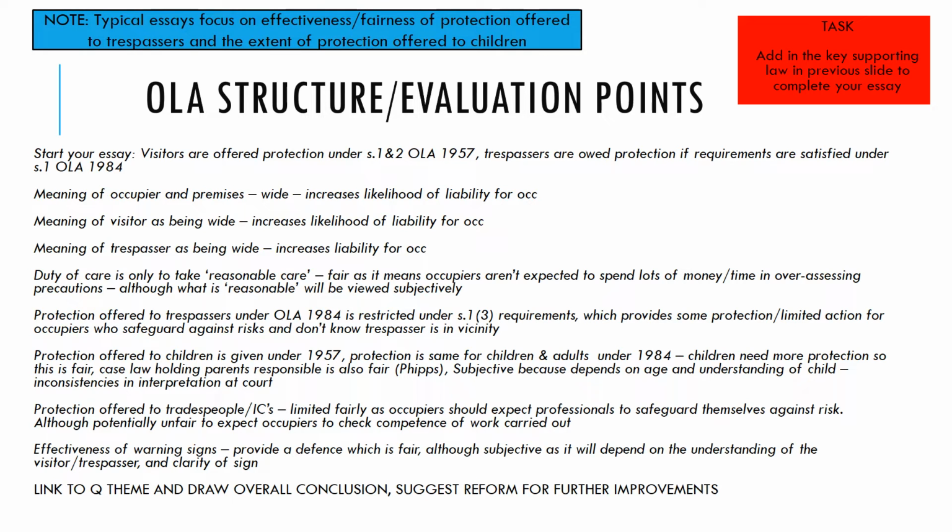The meaning of premises is wide. The fact that it could include a lake, I think, adds to that. The meaning of visitor is wide. You have many categories of people that can amount to being a visitor, and the meaning of a trespasser is wide. Anybody who exceeds the permission of an owner. Okay, so what does it mean in terms of evaluation if these meanings are wide? What it essentially does is increases the likelihood of liability for the occupier.